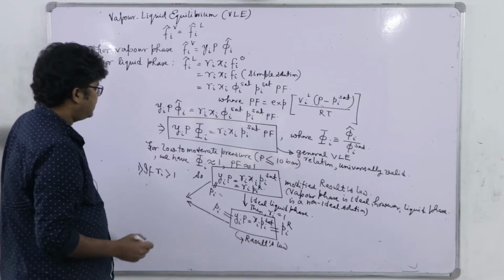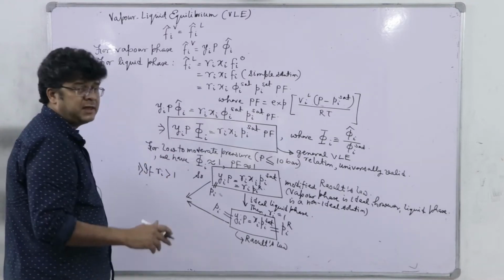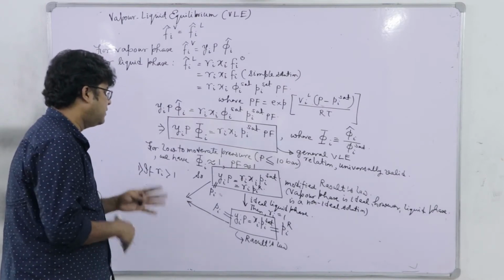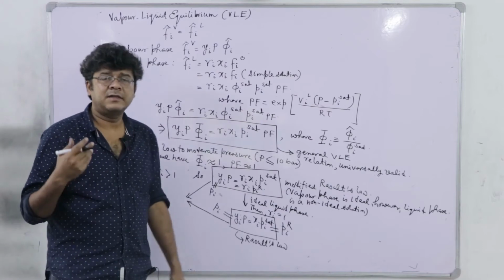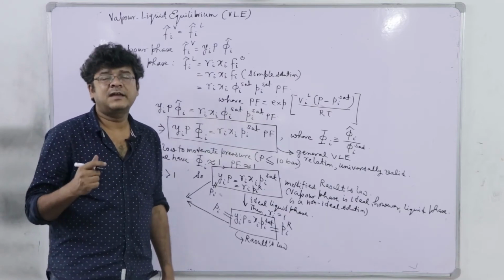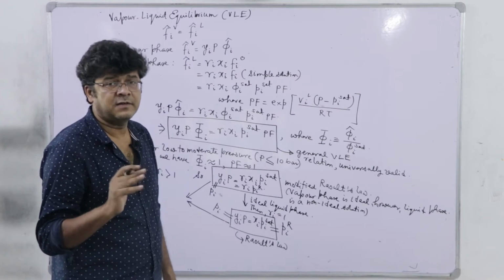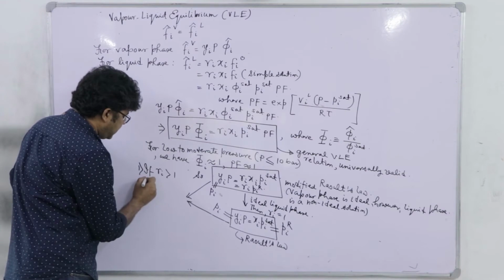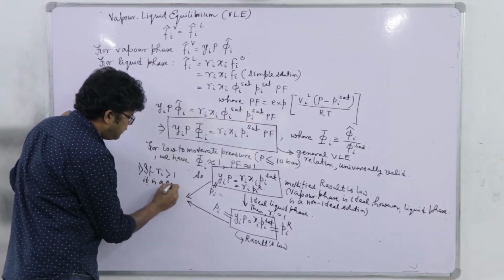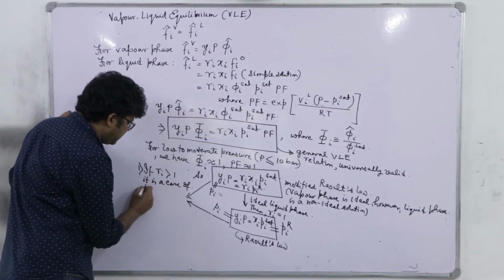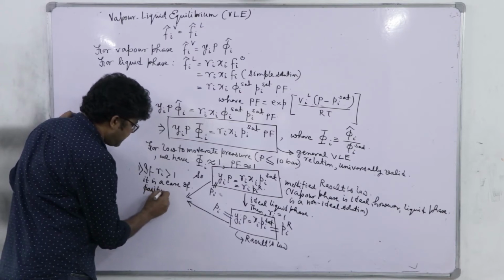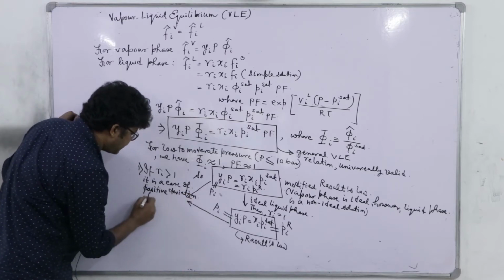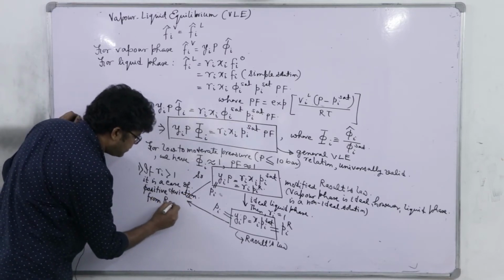Okay. So basically, if gamma i is greater than 1, Pi is greater than Pi R. So the partial pressure is greater than that predicted by Raoult's law. In that case, it is referred to as positive deviation. So if gamma i is greater than 1, it is a case of positive deviation from Raoult's law.